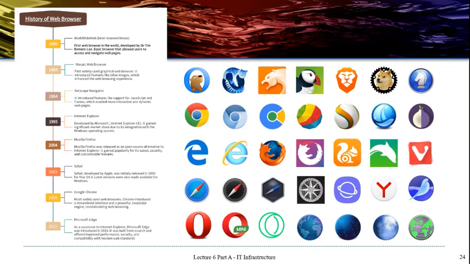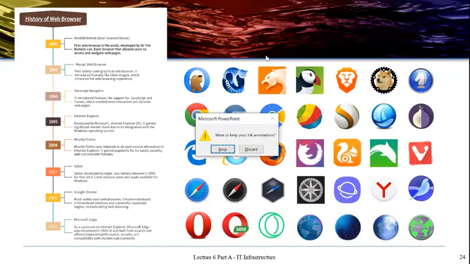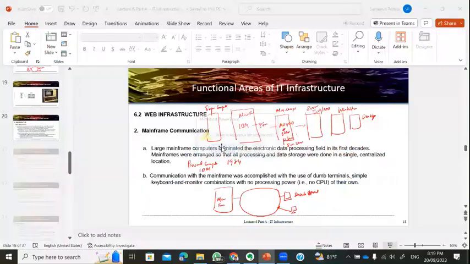In 2004, Mozilla Firefox came as a browser. And in 2003, Apple introduced the Safari browser. And in 2008, Google introduced Google Chrome. And then in 2015, Microsoft introduced, instead of Internet Explorer, Microsoft Edge. So Microsoft Edge is the browser. Okay, is that clear, or do you need a little better explanation?